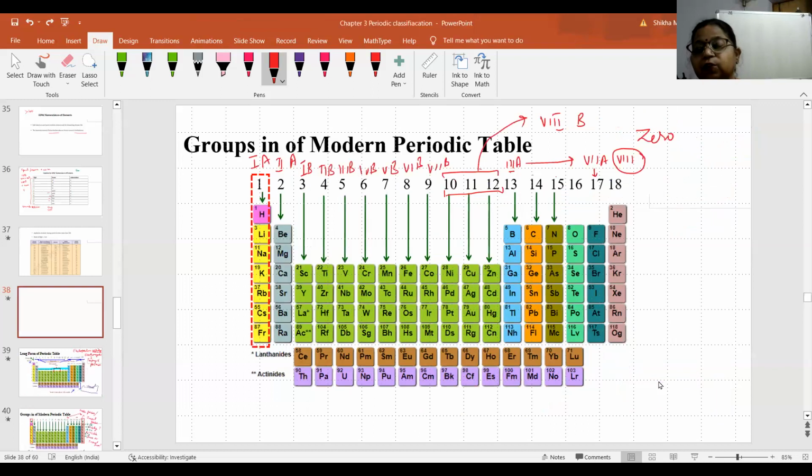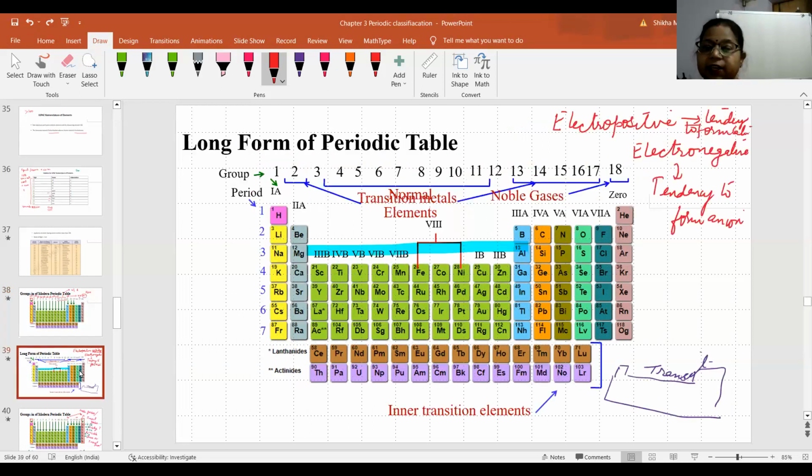Why do we have a group numbered as A and B? Any idea? Because they're classified into different types of elements, like, what to say, noble gases, like that.